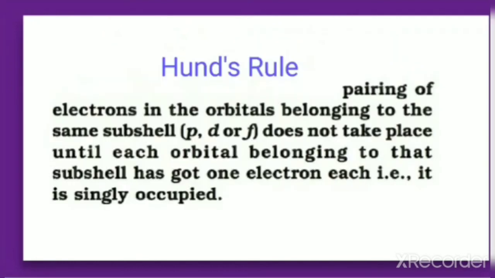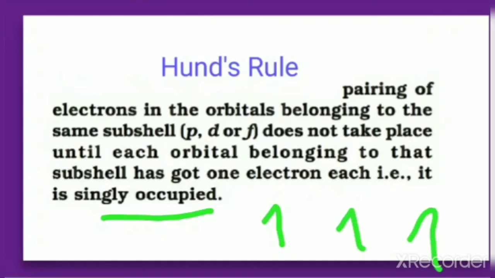So according to Hund's rule, the pairing of electrons in the orbitals belonging to the same subshell, that is important here, same subshell, does not take place until each orbital belonging to that subshell has got one electron each, that is singly occupied. So I think it is clear from this example. That means all orbitals of the same subshell should be singly occupied, then only the pairing will start. This is what Hund's rule says.